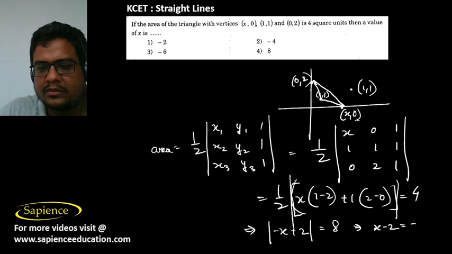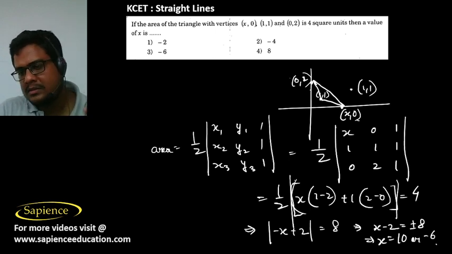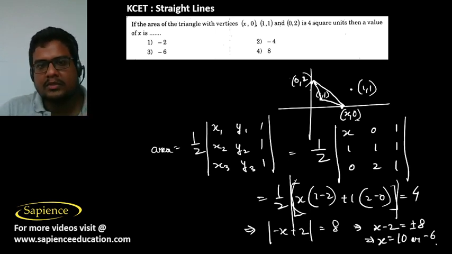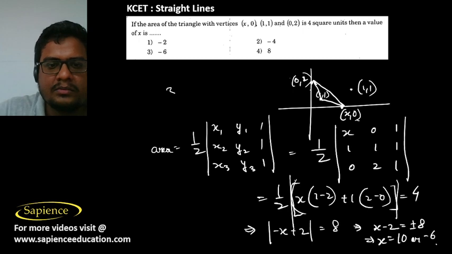So plus or minus. So x can be equal to 10 or minus 6. So it means that x should be minus 6. Option 3 is the correct answer.